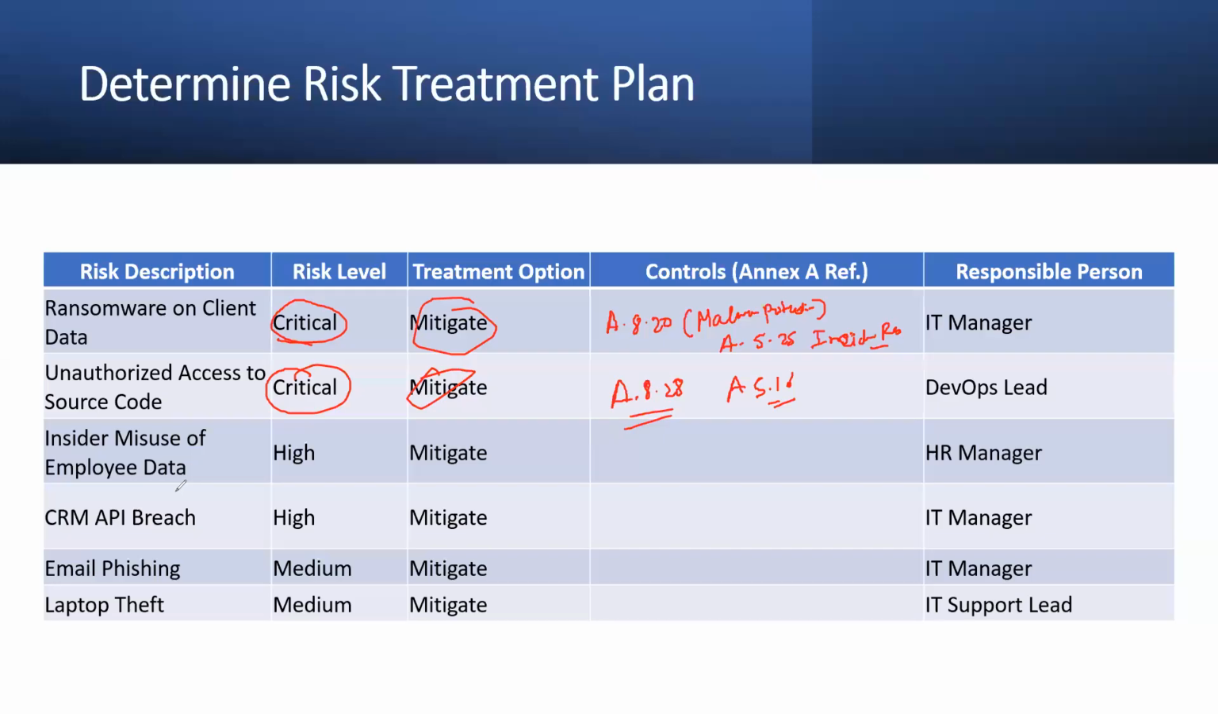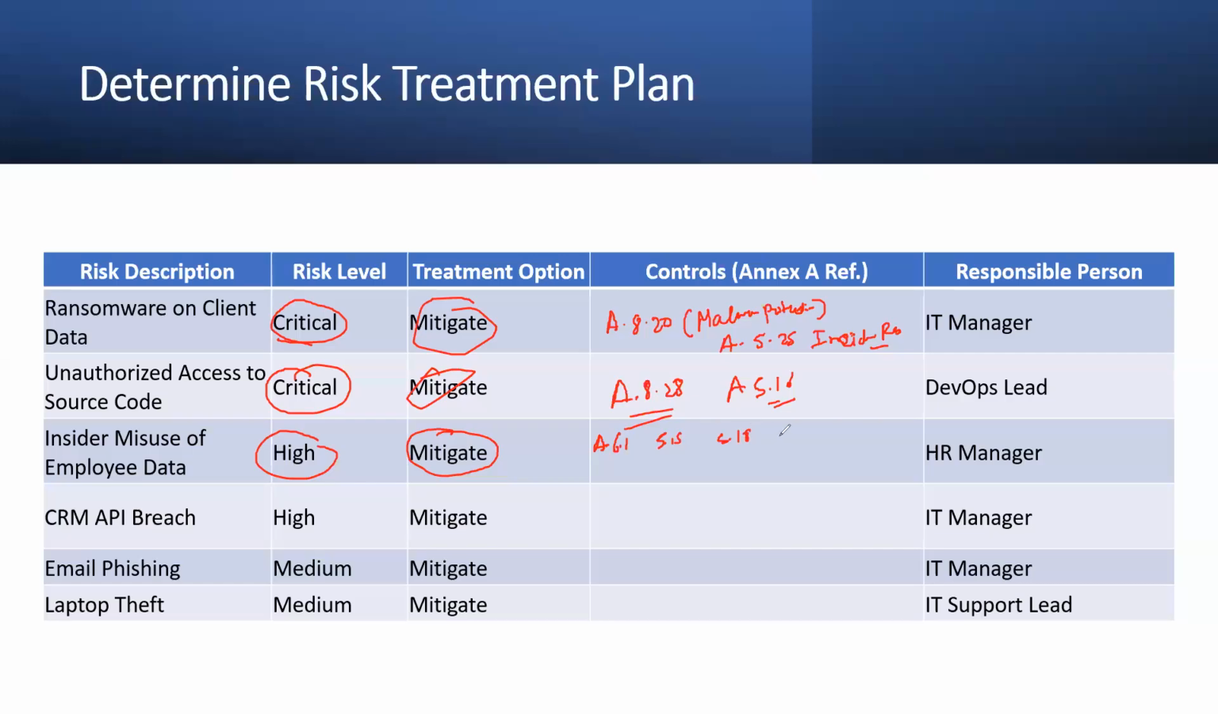Then we have the insider misuse of employee data. Risk level is high. Again, we are going to mitigate this. So what control are you going to put over here? First of all, I will go with the background check. We call it screening, A6.1. Go with the background check of each and every employee. Consider 5.15 as well, which is talking about access control. Go with 5.18 as well, access rights.